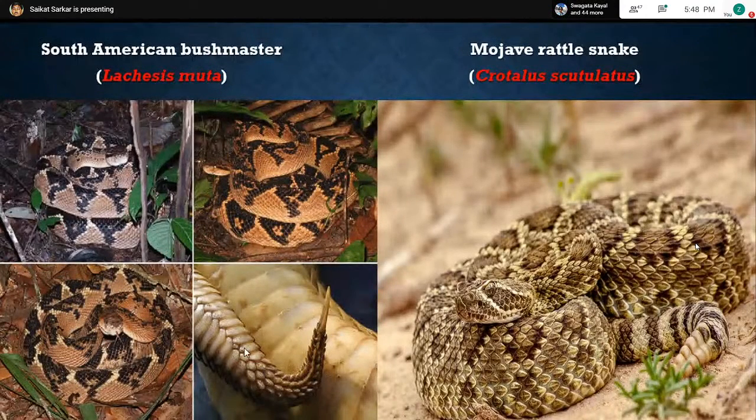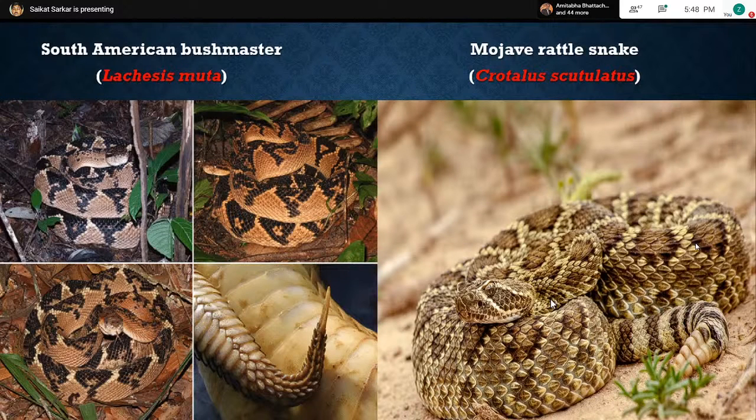These are divided subcaudals, obviously they are divided, but these are atypical. This is not a typical scalation of any snake. You can find this only in Lachesis muta.